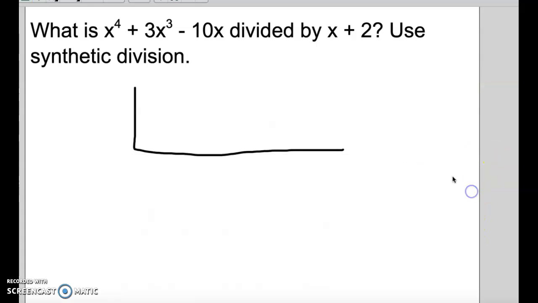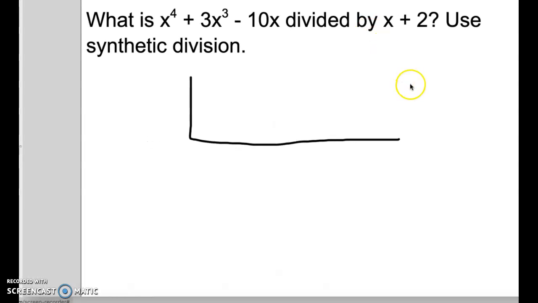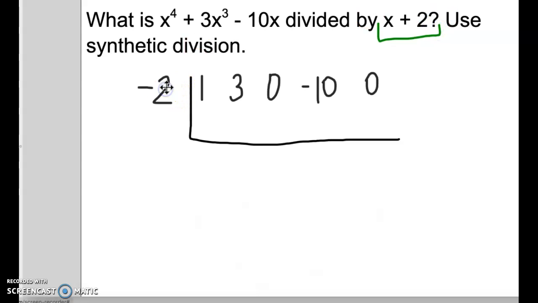X to the 4th plus 3x cubed minus 10x divided by x plus 2. Use synthetic division. First thing we should do is we need to figure out what my a value is. So remember, we always take the divisor, which is x plus 2, and change the sign. So my a value is going to be negative 2. That's what comes from here.